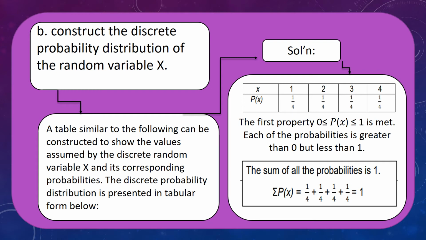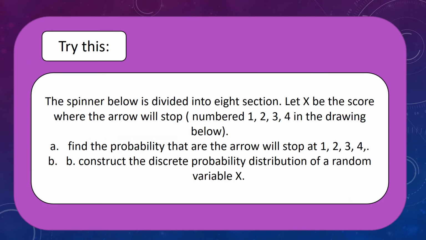So the first property is met: 0 ≤ P(x) ≤ 1 is met. Each probability is greater than 0 but less than 1. The sum of probabilities is 1. Then the second property of the probability distribution is also met. So we have the example.